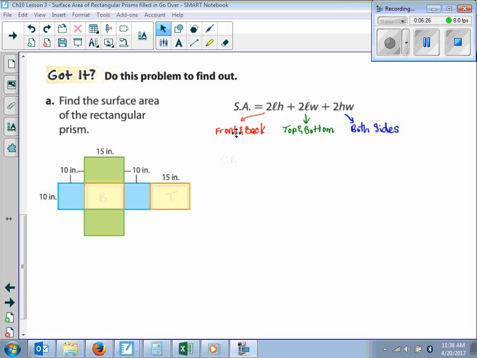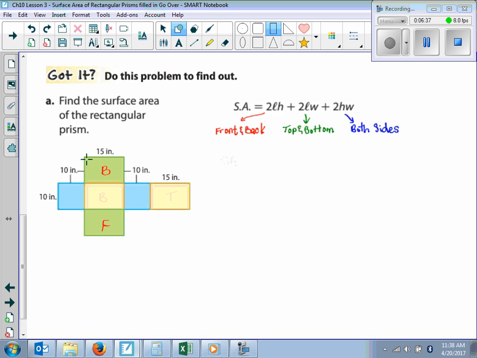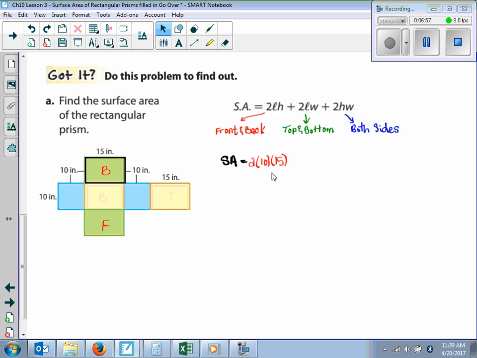All right, so here, let's do the next one. The first thing we want to do is find the area of the front and the back. So here are the front and the back. To find that area for the front and the back, we're going to do 2 times length times height. So that's going to be 2 times 10 times 15. Does everybody see where we're getting those numbers? Okay, so the surface area is equal to 2 times 10 times 15.